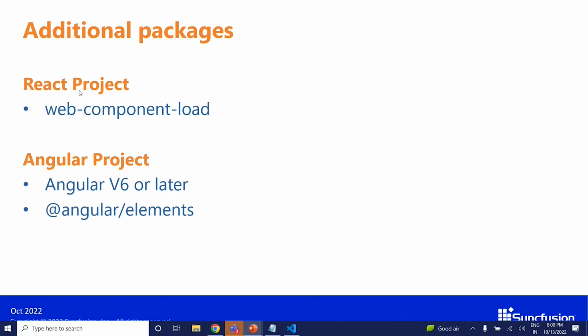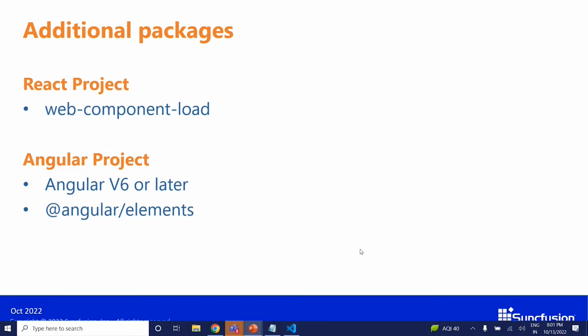Before moving on to the application creation process, we'll see what packages we are going to use. I'm going to create two projects, React and Angular. In the React project, I'll make use of web component loader to load the Angular project dynamically. And in the Angular project, I'm going to make use of the Angular elements package to create the custom elements, and make sure you have Angular version 6 or later to work with that.